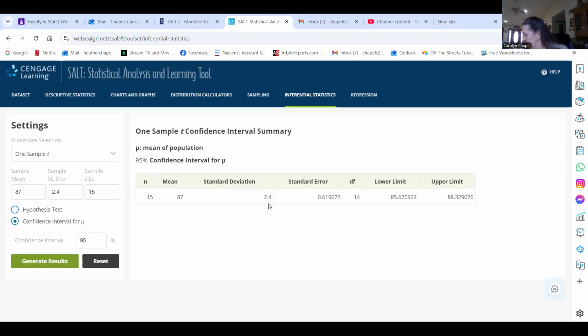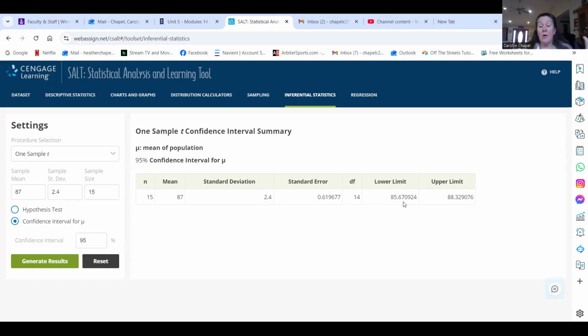You can double check, making sure you typed everything in correctly. Standard error would have been that 2.4 divided by the square root of 15. So that's what's being added and subtracted. And we're lower limit, 85.67. And our upper limit, I'm just going to abbreviate, 88.33.